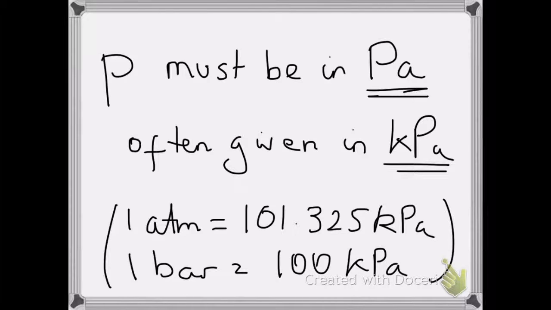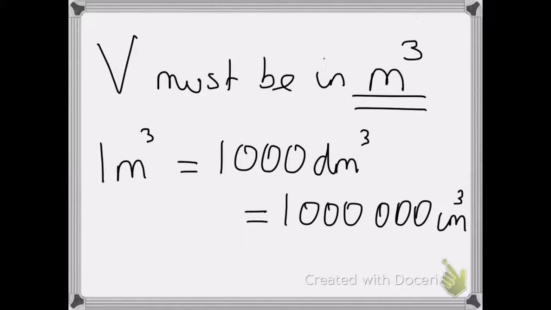So, as I said, P must be in pascals. Now, often, to make the numbers slightly easier, we use kilopascals. You might rarely come across some units called atmospheres, where 1 atmosphere is 101.325 kilopascals, or a bar, which equals 100 kilopascals.